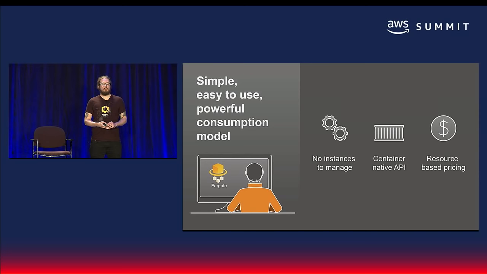So the core goal here was to provide this easy-to-use, powerful consumption model to offer resources for containers without any instances to manage, with a container-native API that was really designed from the ground up for containers to be able to connect to the other AWS resources without any changes to your Docker container. And finally, for the pricing to be resource-based rather than based on EC2 instances.